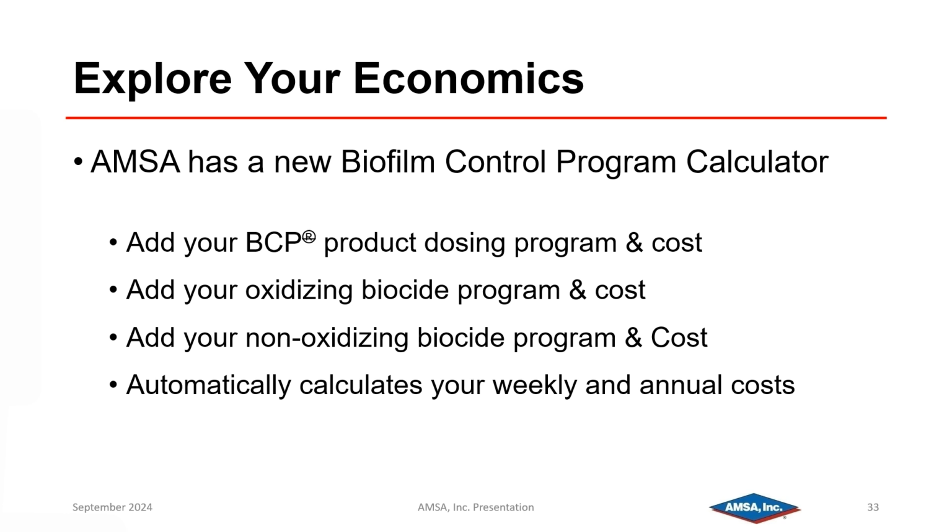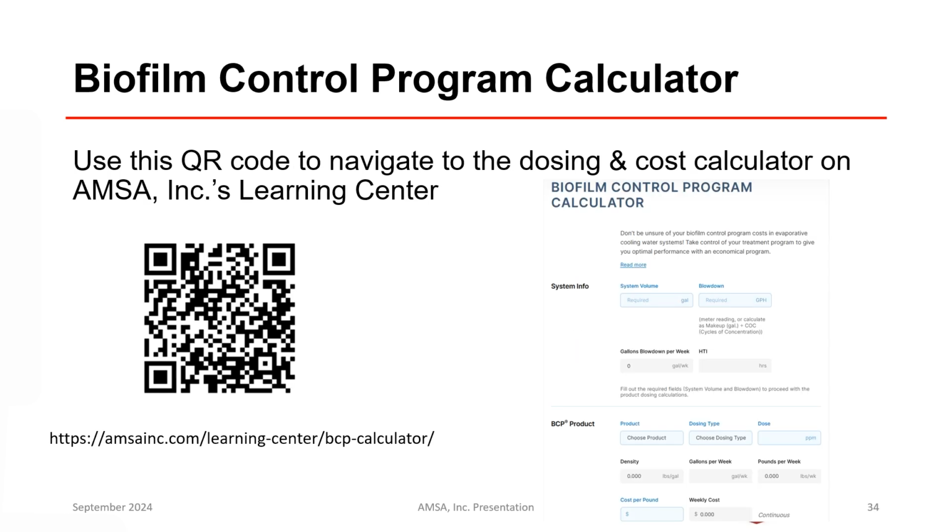You can add an oxidizing biocide, again, the type of program and the cost for that biocide. You could add a non-oxidizing program. And then the calculator will automatically calculate the costs for that entire program for week and per year. This slide shows the QR code to go to that calculator as well as the website address. And you can see there's a picture of what the calculator looks like.